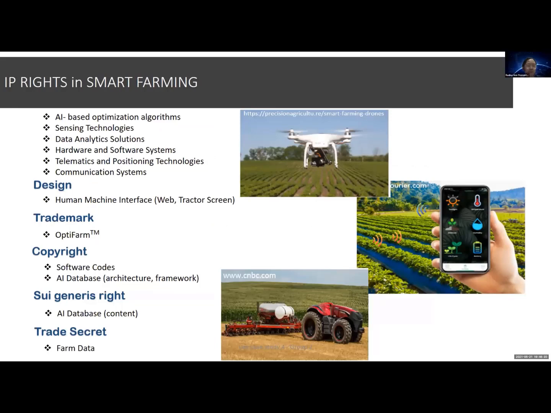Okay, so for the intellectual property rights, actually we can have patents. We can also have design, trademark, copyright, sui generis right, and trade secrets. In digital smart farming, we could actually protect a lot of technologies. So we could have artificial intelligence-based optimization algorithms, such as technologies to help yield healthier crops, control pests, and monitor soil conditions. And along with this, we could have protection for individual technologies employed in farming.